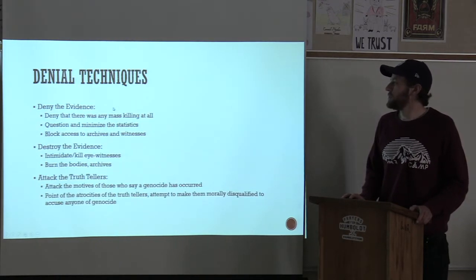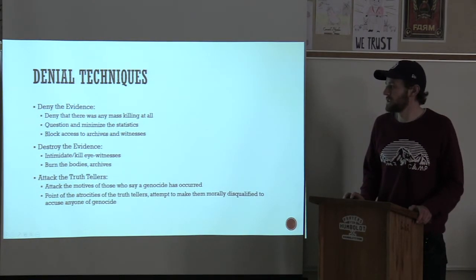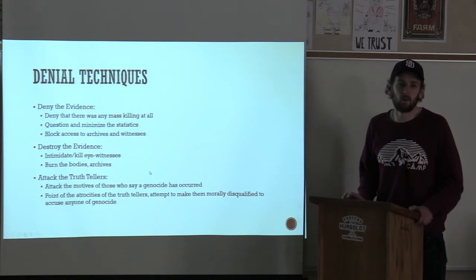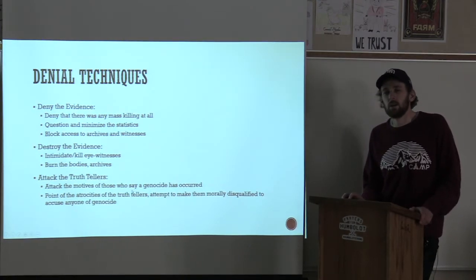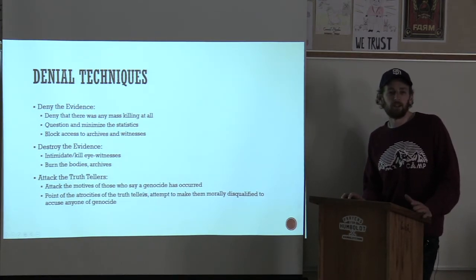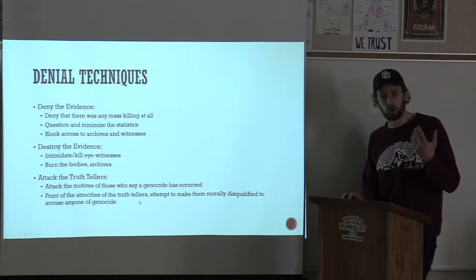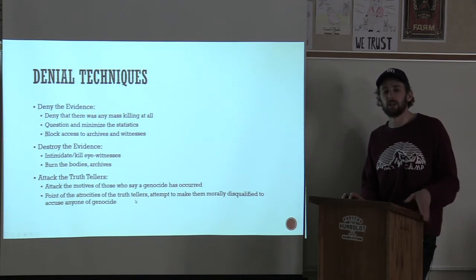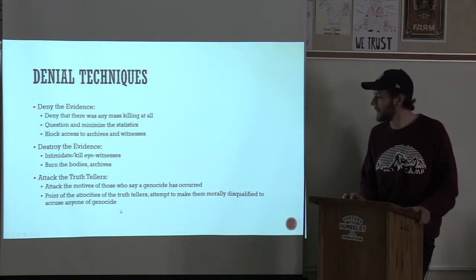So there's 3 different ways you can deny genocide. You can deny the evidence, saying that it's made up, or you can destroy it, or you can say that the evidence is wrong. You can destroy the evidence, kill or intimidate all your witnesses, burn the bodies, destroy all the records, or you can essentially start to attack the righteousness of the people investigating you. So if I committed genocide hypothetically and you start to accuse me of that, I start pointing out all the things that you've done wrong, and that's my attempt to take away your credibility, saying you can't judge me because you've done this.